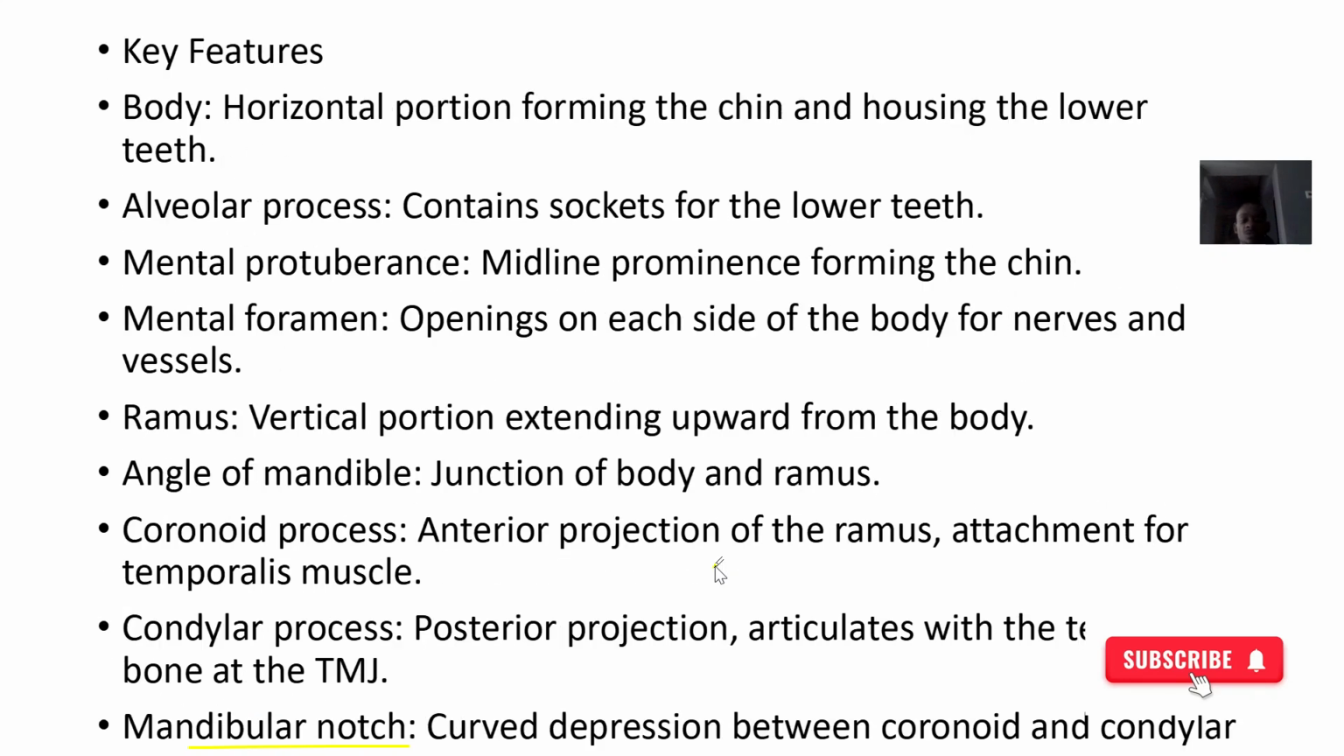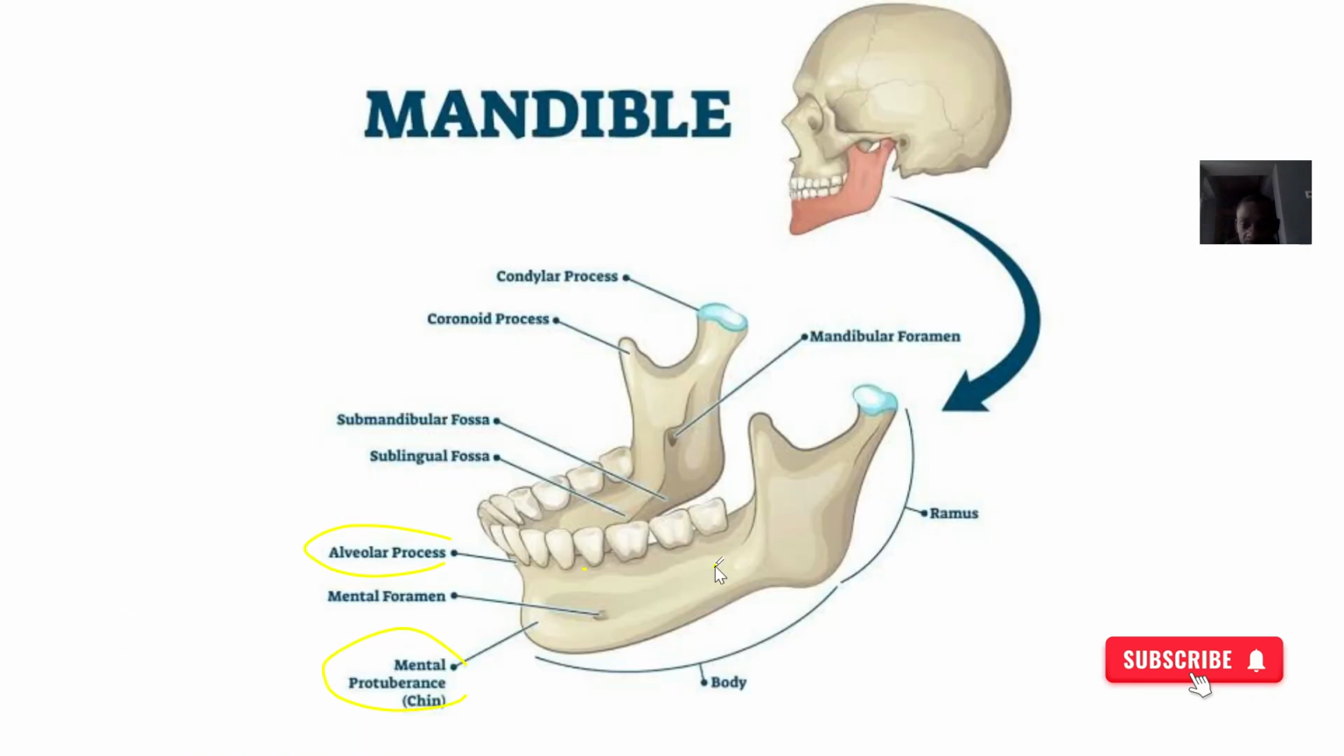Okay, so let's quickly look at all of them. So this is the mandibular foramen. The notch should just be that depression there. We have the coronoid process. This is the condylar fossa.